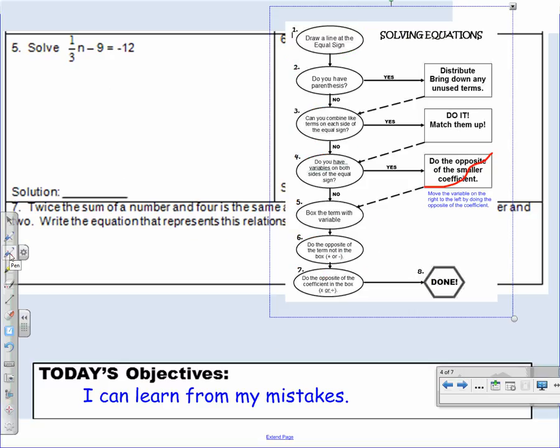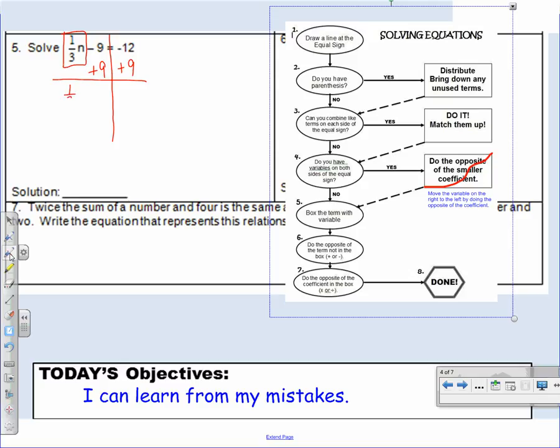Number 5, draw a line down the equal sign. Do we have parentheses? No. Can we combine like terms on each side? No. Do we have variables on both sides? No. We're going to box the term with the variable, that's the 1/3 n. Do the opposite of the term not in the box, that'll be a plus 9 on both sides.